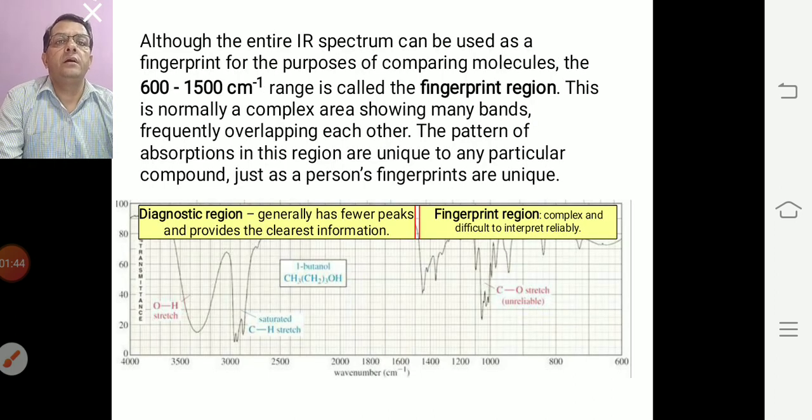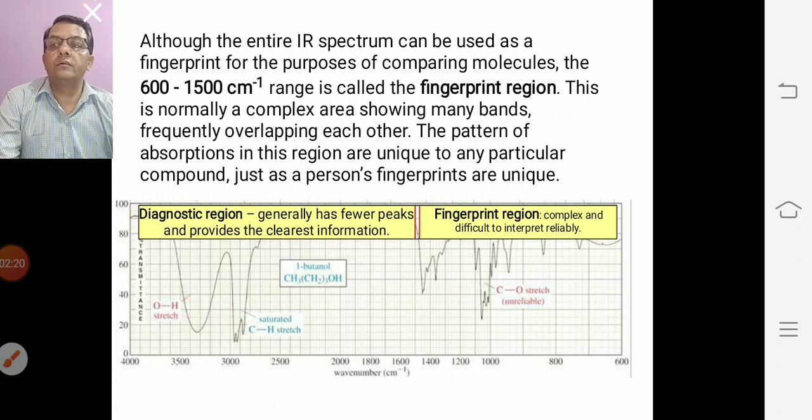Here is the representation of a typical IR spectrum. Although the entire IR spectrum can be used as a fingerprint for the purpose of comparing molecules, the 600 to 1500 per centimeter range is called the fingerprint region, and this is normally a complex area showing many bands frequently overlapping each other. The patterns of absorption in this region are unique to any particular compound, just as a person's fingerprints are unique.